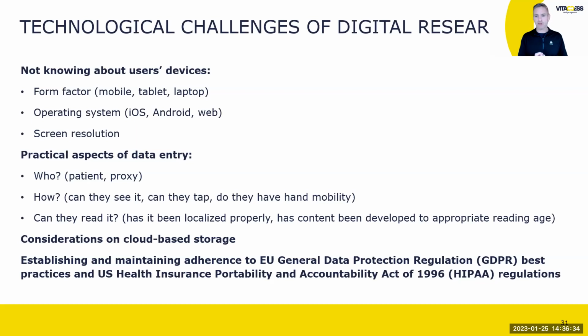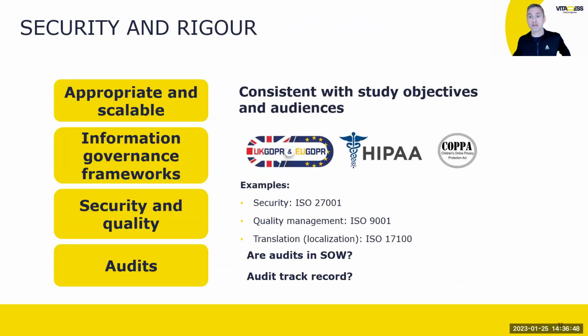So here there's a range of frameworks that I'll just mention on the next slide as well, but EU, now UK GDPR best practices and HIPAA regulations in the US provide frameworks for some of the information governance strategies that you'll need to have implemented. So just some questions really. The framework and the security rigor have to be appropriate and scalable to the number of participants and consistent with the audiences that you'll be using. I've mentioned those frameworks there, a couple of variants of GDPR, HIPAA, and depending on the study cohort, you could have COPPA as well, which is for children in the US.